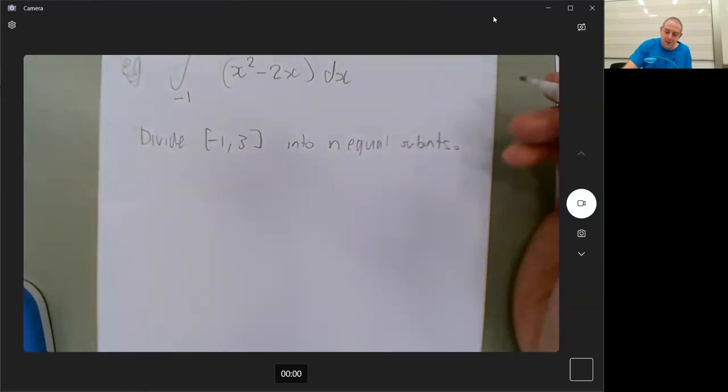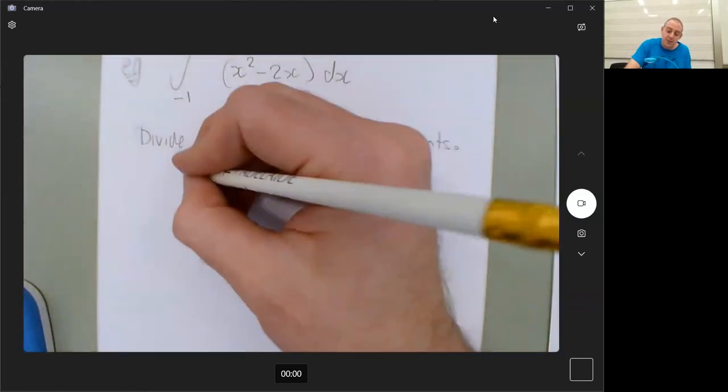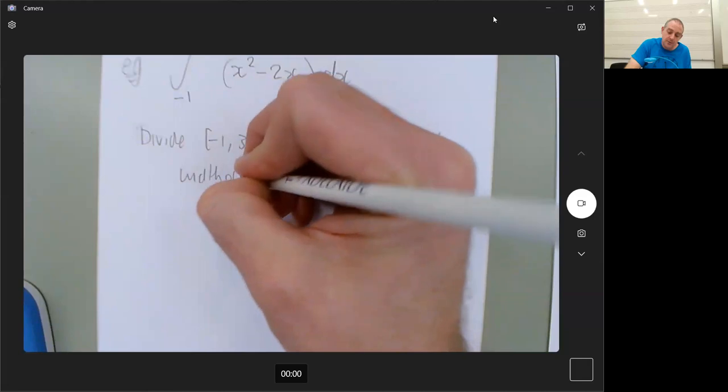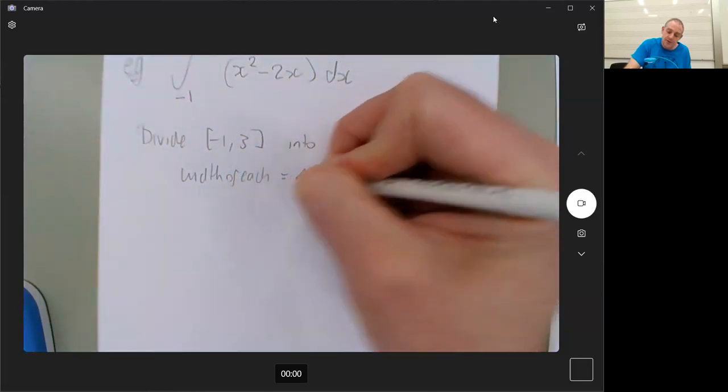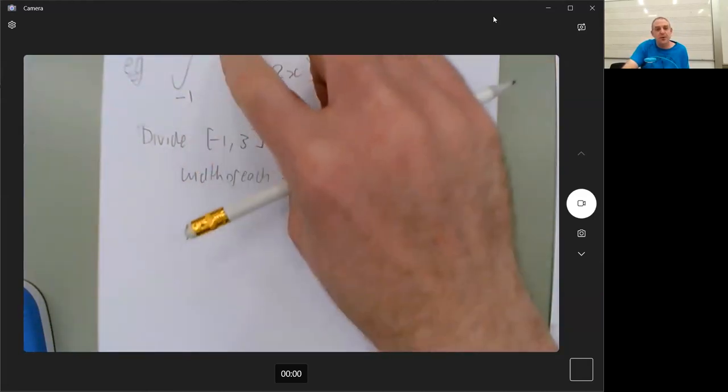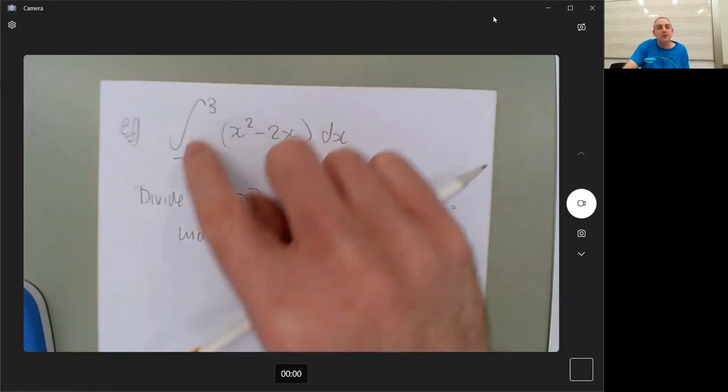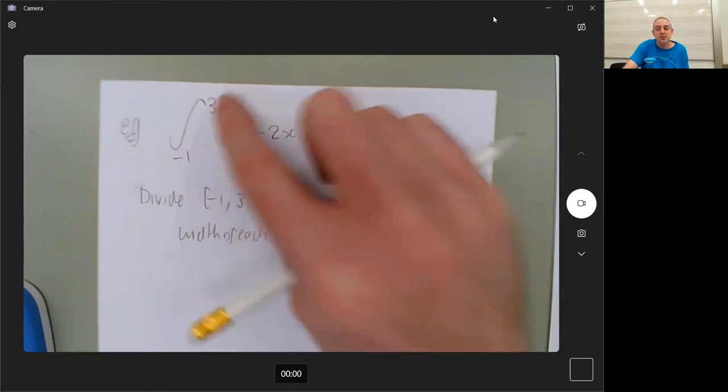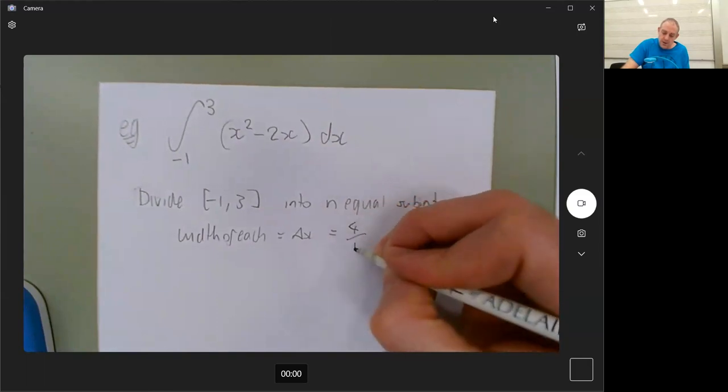Okay. All right, so we divided into n equal subintervals. The width of each is delta x, which is now, how wide is this? This is 4 wide. Goes from -1 to 0, that'll be 1, and then 1 to 3, that'll be 4, divided by n.